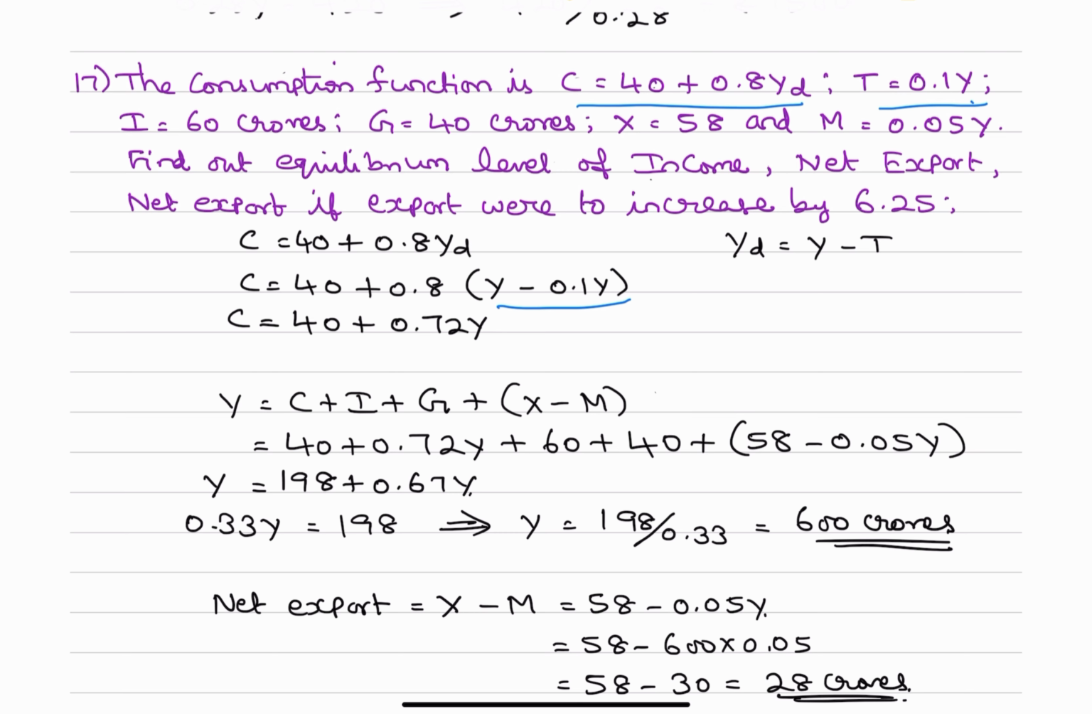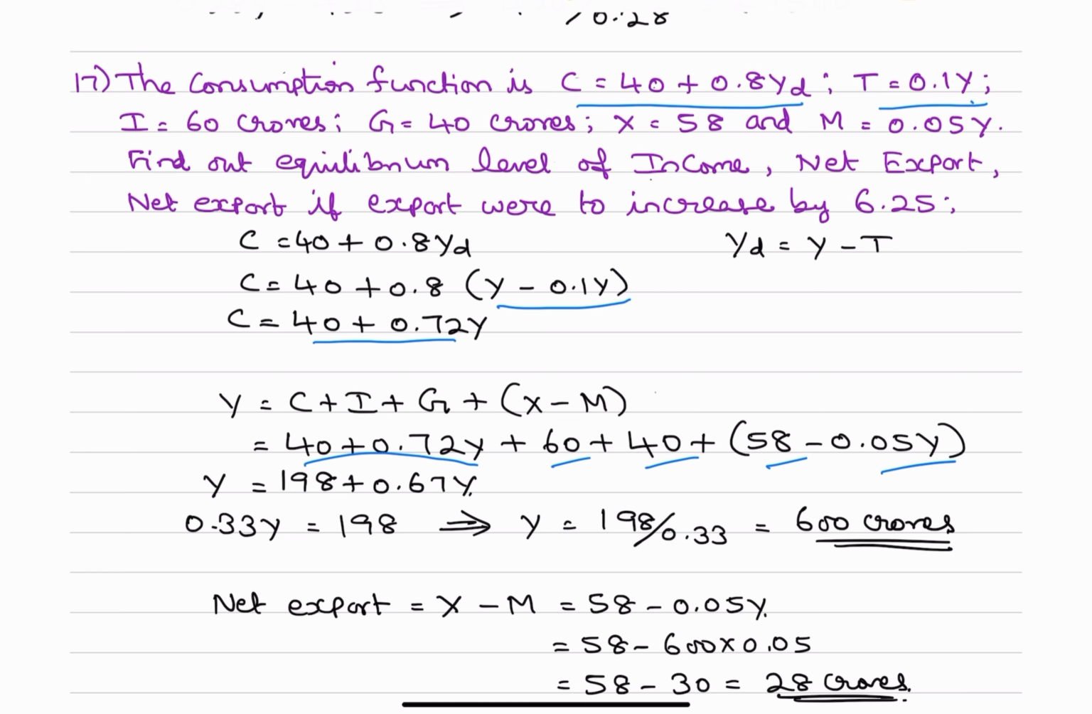In this case, the equilibrium level is y is equal to c plus I plus g plus x minus m. That is net export, x minus m. X is export and m is import. X minus m is the value of the net export. Substituting the values for this. For consumption, we are taking this value, that is 40 plus 0.72 y. Investment is direct information given in the problem, 60 and 40. X is 58 and M is 0.05 y.